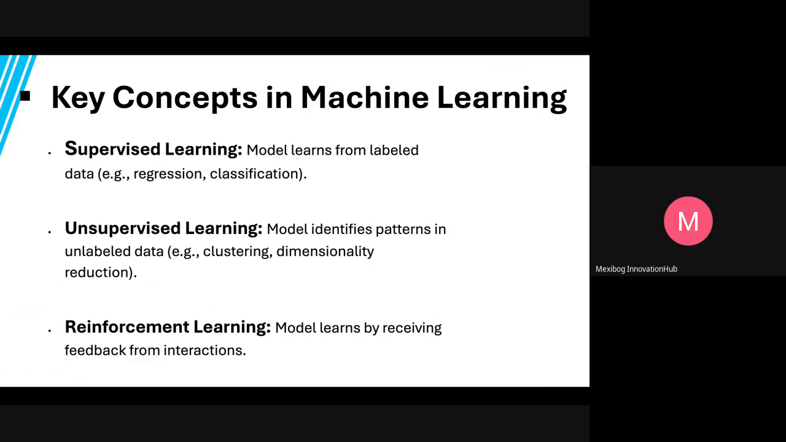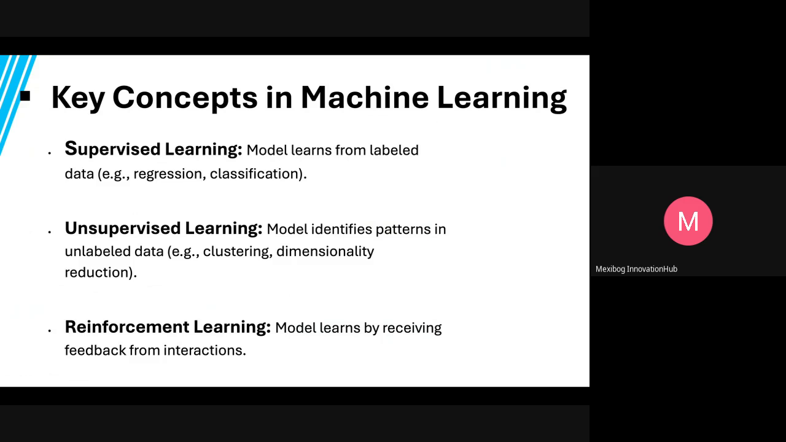So key concepts in machine learning: we have supervised learning, that is the model learning from labeled data. I'll come back to these. Then we have unsupervised learning, that is the model identifying patterns in unlabeled data. We have reinforcement learning, the model learning by receiving feedback from interactions. So when we say labeled data, it means you already know an outcome.